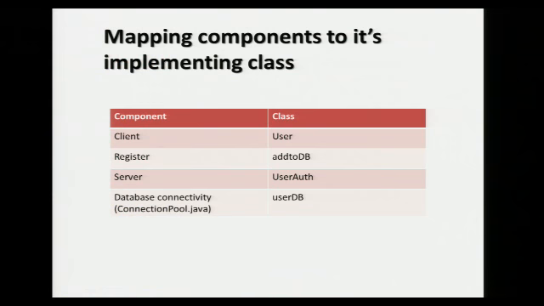So this is the mapping of the components to their implementing classes, wherein my client component is the user class, the register component is my add-to-database class, the server is the user authorization file, and database connectivity is done through the UserDB database schema.